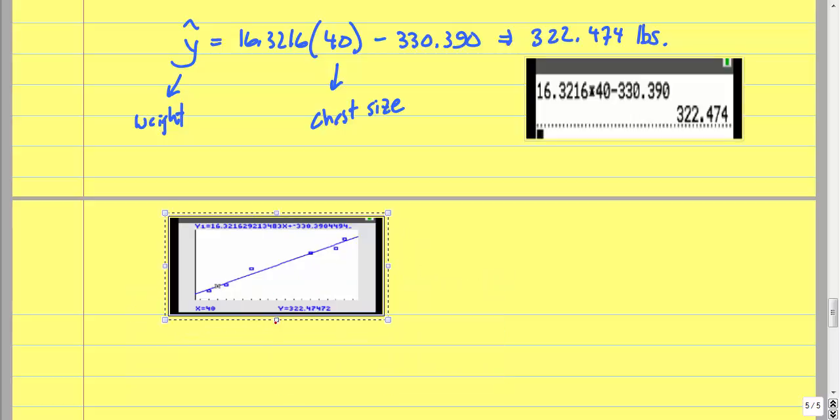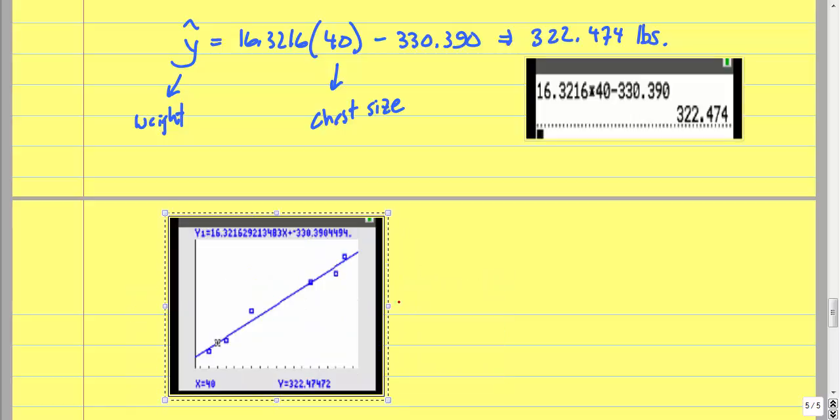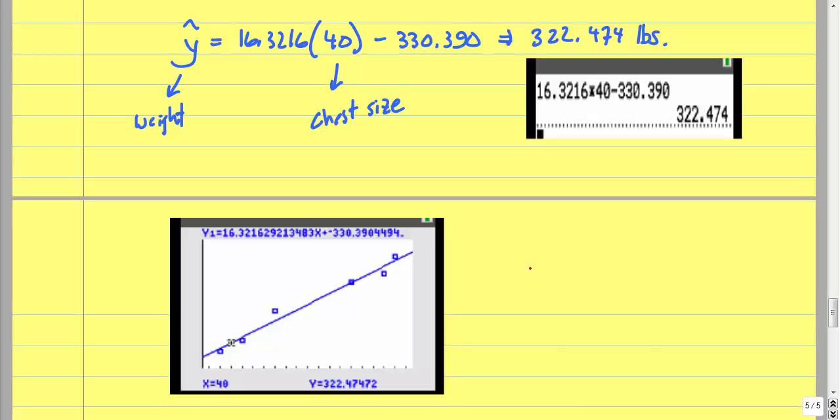So I really like this scatter plot with the line drawn on it, because it really gives me a good idea of where that value is. So this is that point when x is 40, and that's telling me the same thing right here, and my y value is 322.475, we'll say.